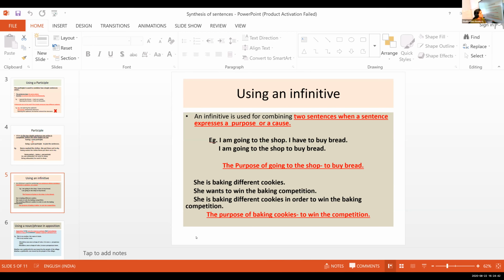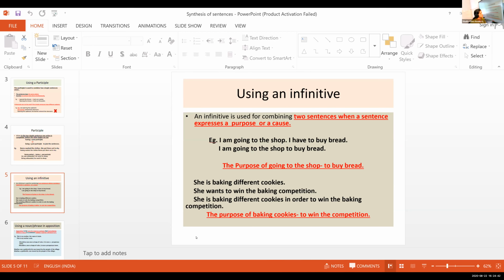Here comes the word apposition. What do you mean by the word apposition? Do you have any idea, kids? The word apposition. What do you mean by the word apposition? Apposition. It's related with the position, right? Apposition. Can anybody guess?